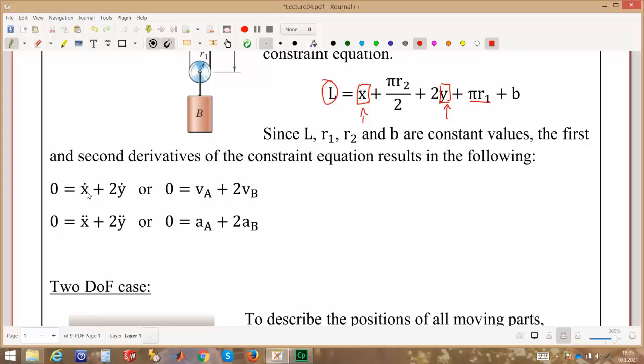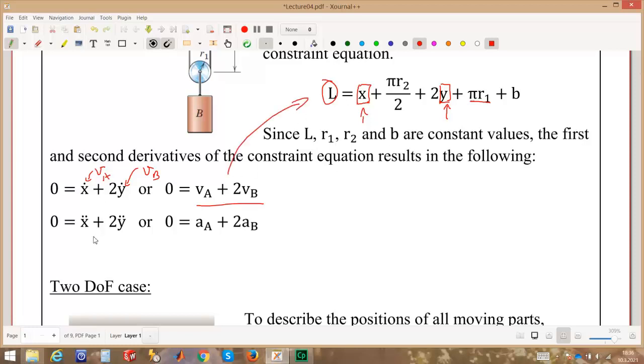Now we have a relationship as a result of this first derivative between the motion of particle A and particle B. So I can call this x dot the velocity of A and y dot the velocity of B. They are interconnected. So velocity of A is not independent of velocity of B. They are related to each other, and this relationship is through this constraint equation.